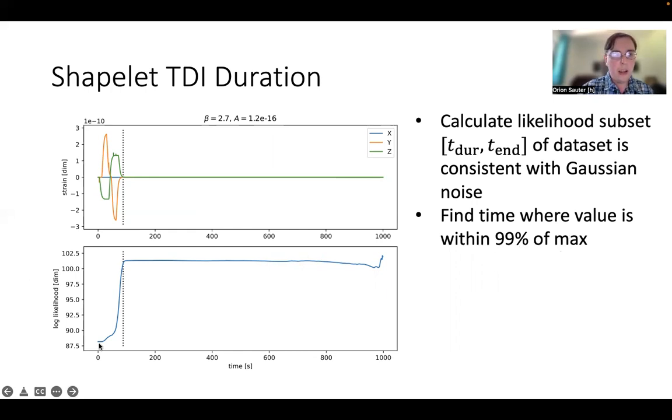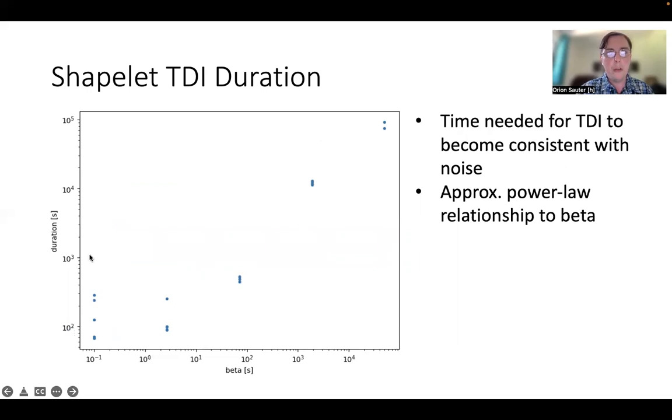So you can see here in this plot, this is showing that likelihood from this time to the end of the Gaussian distribution. And so then this point is where it hits that 99% maximum value. And you can see that it does seem like a reasonable measure of the duration of this TDI disturbance. If we plot those total durations against the betas, we get a power law relationship, except at the very low levels of beta, where I mentioned the squaring off that we get when we hit those lower values.